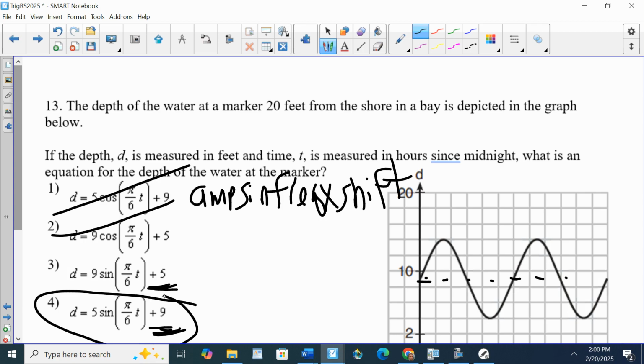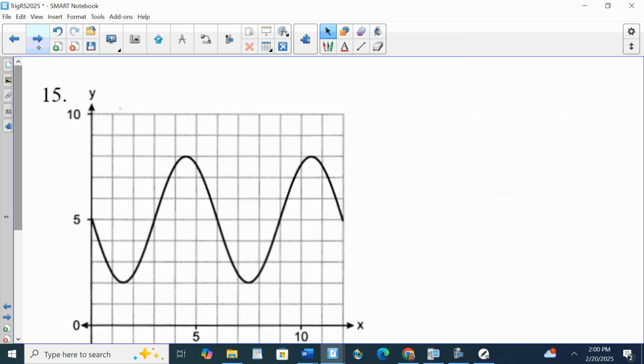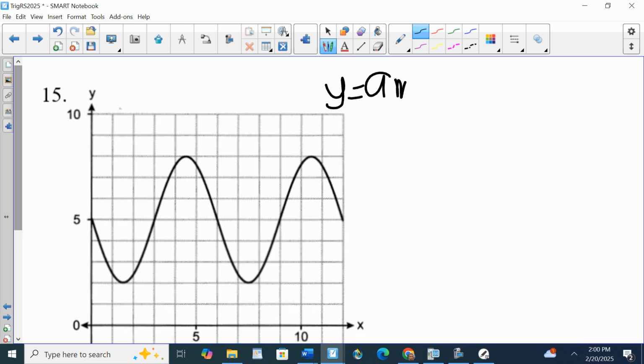Why not? Let's go over this. If it wasn't multiple choice, no, it's not, because that's what's coming next. If it's not multiple choice, don't forget your y equals amp, sine, freak X, shift.